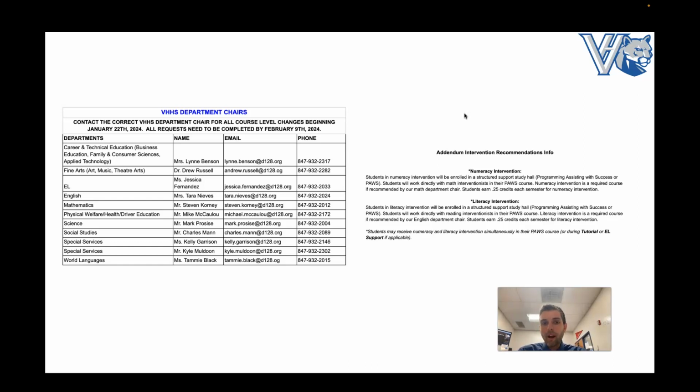The other thing that we wanted to highlight here is that many of our students are recommended for a numeracy or literacy course. That is a required course based on a number of factors. If for some reason your family doesn't want that intervention, you again need to speak to, if it's for numeracy, Mr. Corney, our math department chair, and if it's literacy, Ms. Nieves, our English department chair.